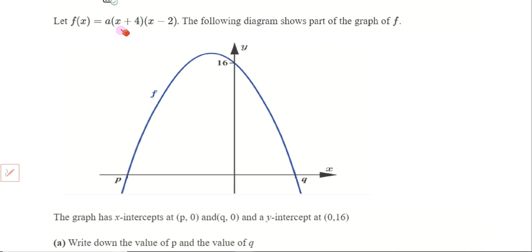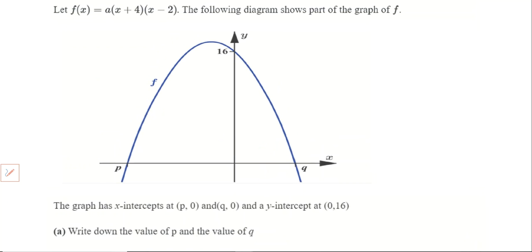We've got A multiplied by x plus 4 multiplied by x minus 2. Following down. Write down the value of P and Q. So you're pretty good with this, so you know that these are the solutions to this equaling 0, aren't they? So the solutions to A multiplied by x plus 4, x minus 2 equals 0, those two solutions would be P and Q. So what are the solutions? Well, one of the solutions will be negative 4, because negative 4 plus 4 makes 0. And the other solution would be positive 2. So we've just got to get them the right way around. So obviously P has got to be the negative 4, and Q has got to be the 2. All right. Easy enough.